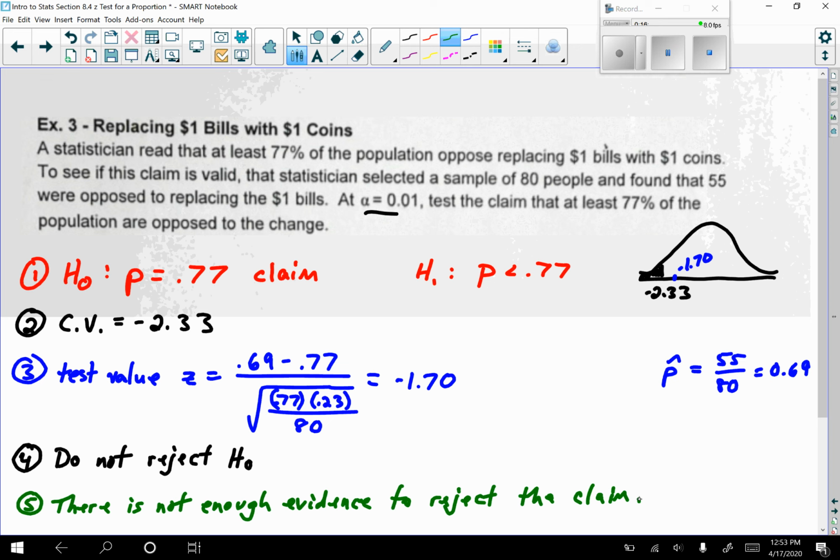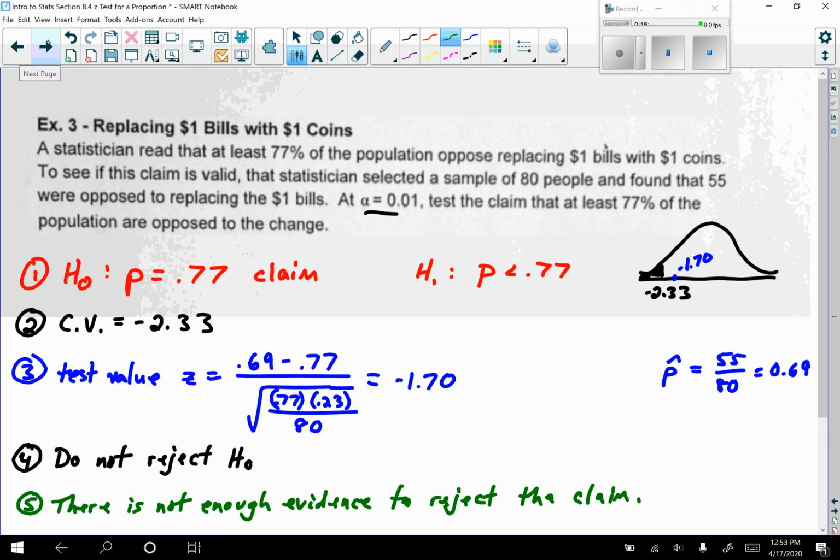And again, the claim being that at least 77% of the population are opposed to the change, which means hitting that 0.77 or something greater than it. So again, we can just settle for being exactly at the 0.77. All right, and then we'll go ahead and try one more.